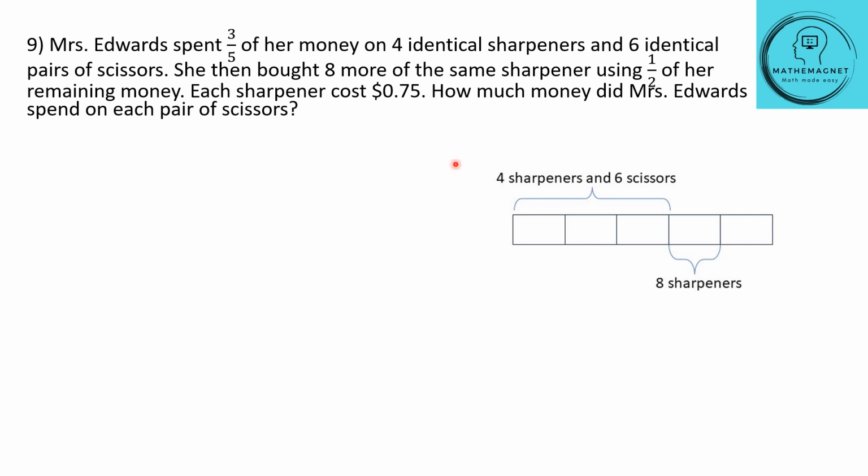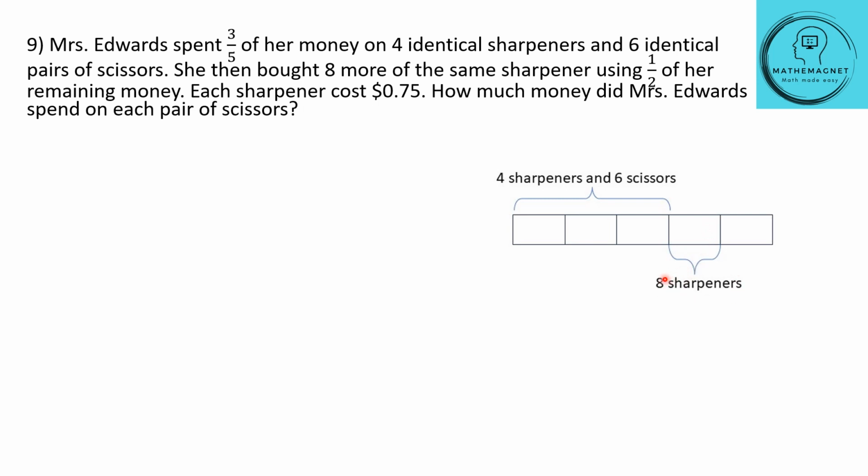Here we know that since she has spent 3 by 5 of her money, let us assume she has 5 units of her money. In this, 3 units she has spent for buying 4 sharpeners and 6 scissors. Now she's got 2 units left, correct? She spent 3 units, she's got 2 units left. Now half of 2 units is 1 unit. Now she spent this 1 unit of her money to buy 8 sharpeners.